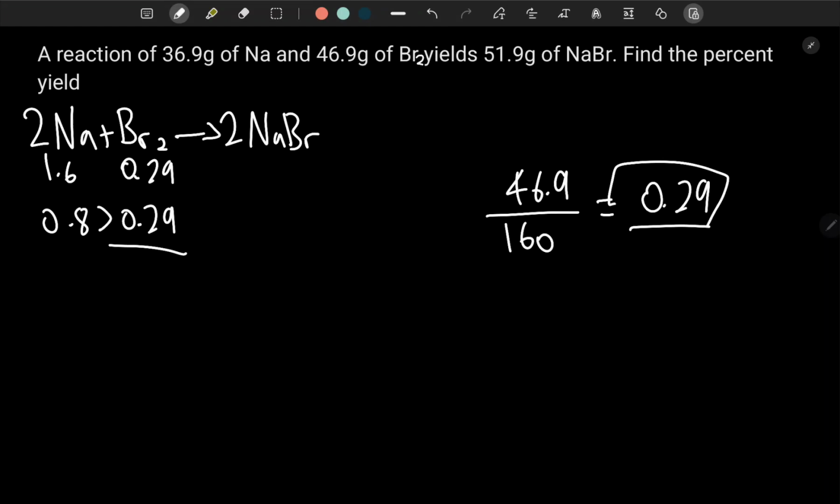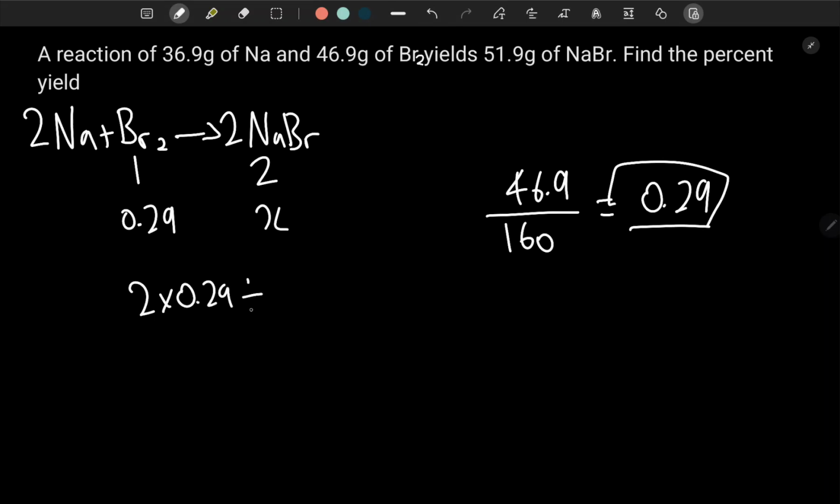So let's write the ratios and cross multiply. So the ratio of Br2 and NaBr is 1 to 2. So it's going to be 1 here and 2 here. And we know that the number of moles is 0.29. And we need to solve for x here. So here it is going to be 2 multiplied by 0.29 divided by 1. And this will give us 0.58 as the number of moles for NaBr. So let's replace this with 0.58.